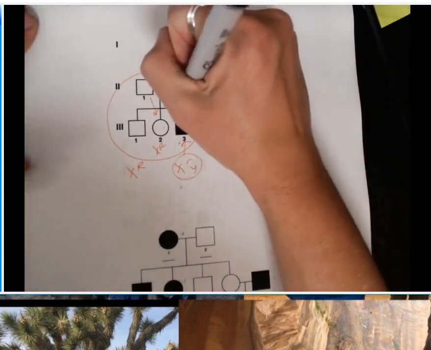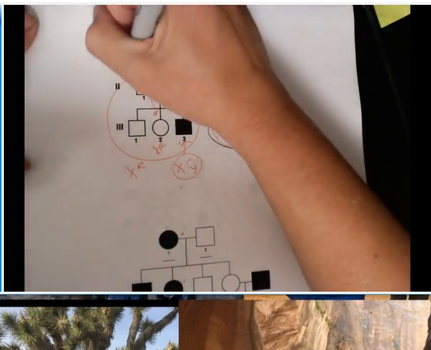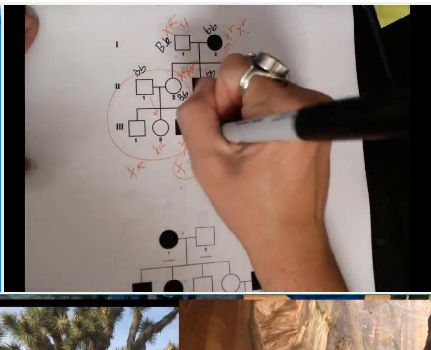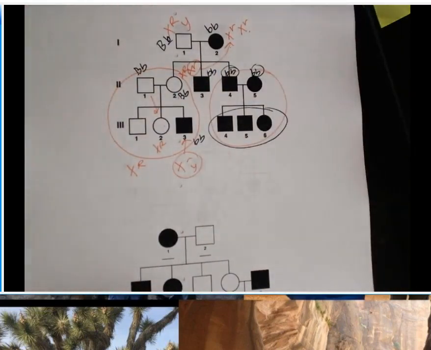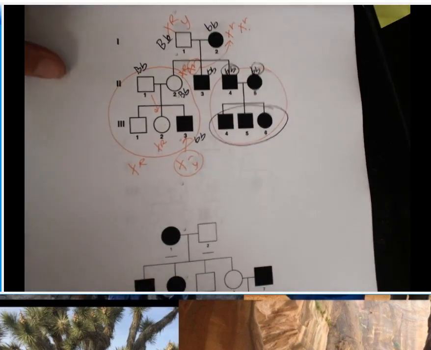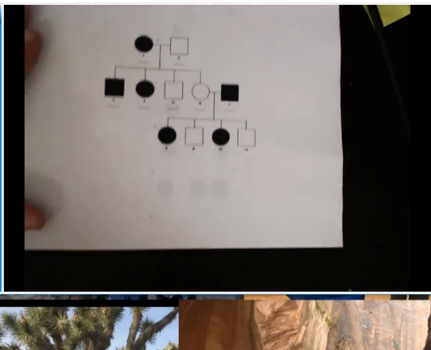Of course. And then could they have married a heterozygote? Of course. So at this point, we just know the trait is recessive, but we don't know for certain if it is sex-linked or if it is autosomal. So it could be either one, but we do know it is recessive. Let's go ahead and look at this one.